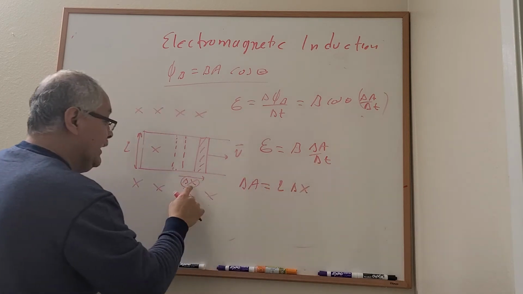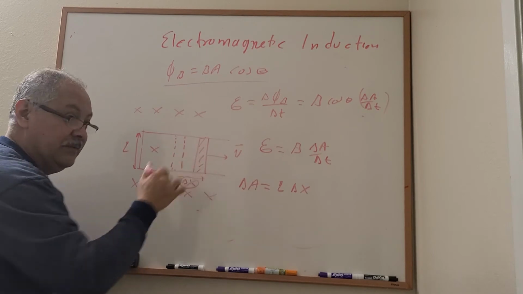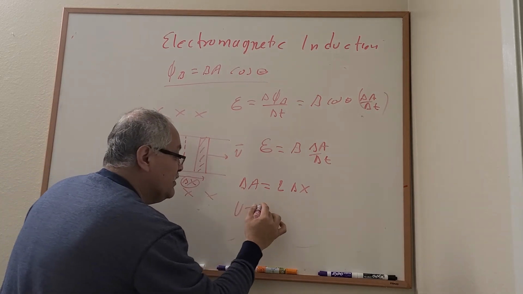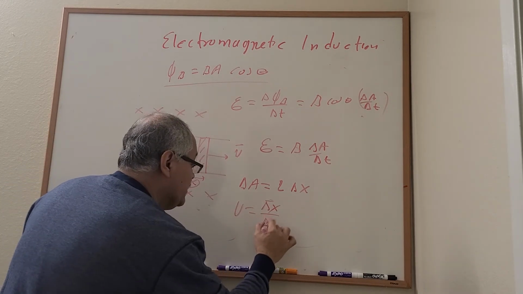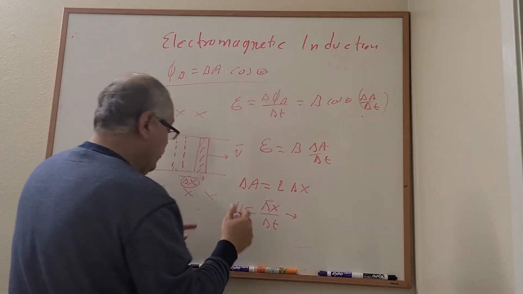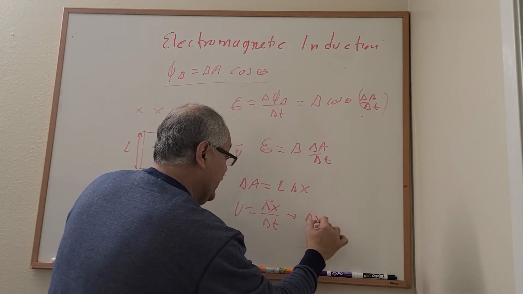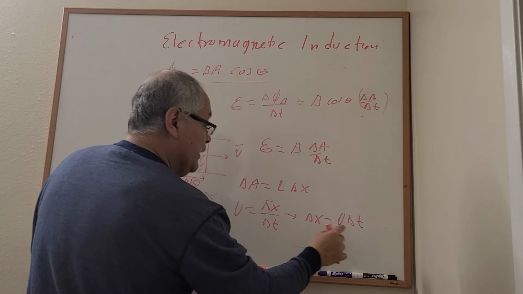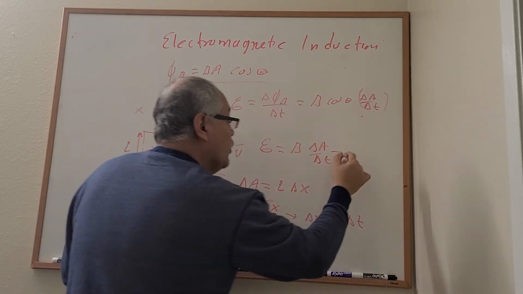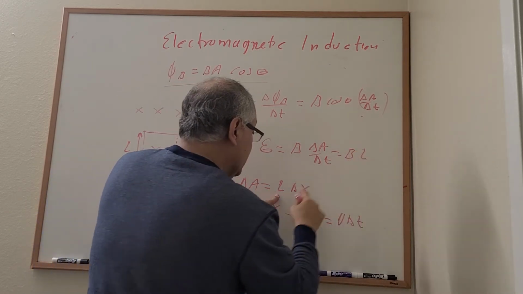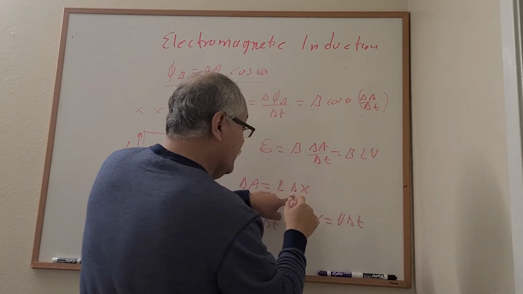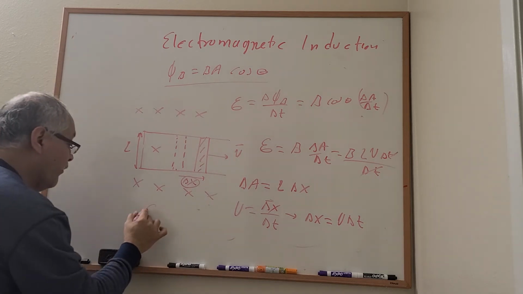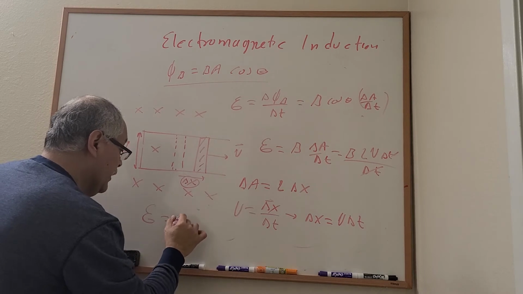Now let's involve velocity. The velocity must be constant, by the way. How are these two related? How do we define velocity? Velocity is the change in displacement with respect to time. Solving for delta x, we have delta x equals v delta t. Now we can substitute this value. We have B times L times delta x, but delta x equals v delta t, divided by delta t. So delta t cancels, and we have that the electromotive force is equal to B v L.